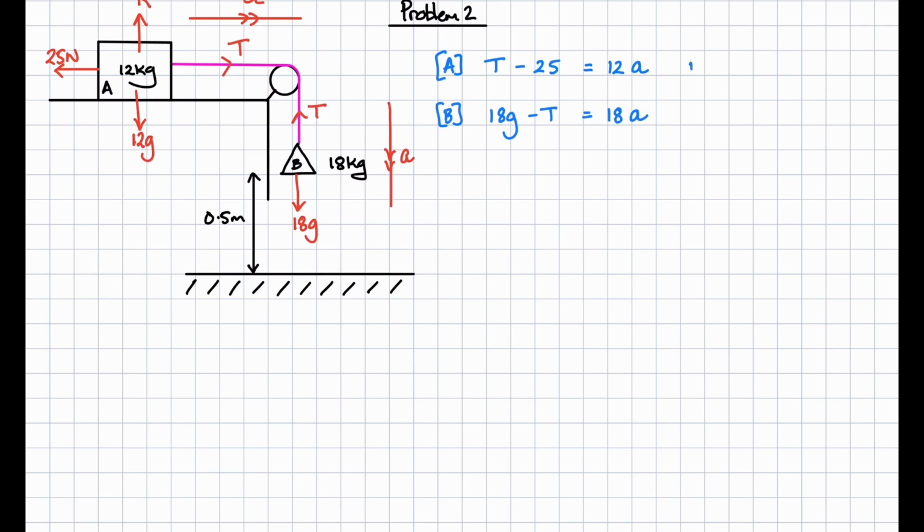So we've got two equations once again, which we're going to label number 1 and number 2, and we're going to solve these equations by adding. Once again, adding works easier since we've got a positive T and a negative T coefficient. By adding these two equations, we end up with 18g minus 25 is equal to 30A. Solving for A, you should end up with an A value of 5.05 meters per second squared.